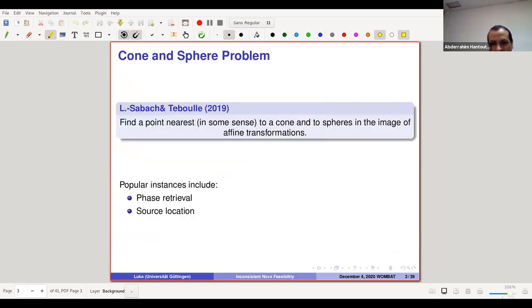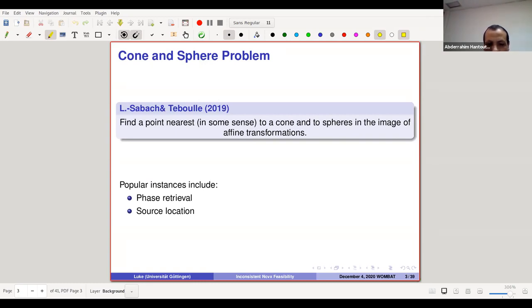In the context of a lot of problems, Mark Tiboul, Shalom Sabach and I last year published a numerical benchmarking paper that looked at cone and sphere problems. These types of problems motivated the theory that I was looking at. The basic problem is to find a nearest point in some sense to a cone and to spheres in the image of affine transformations. This covers in particular the phase retrieval problem and source location.